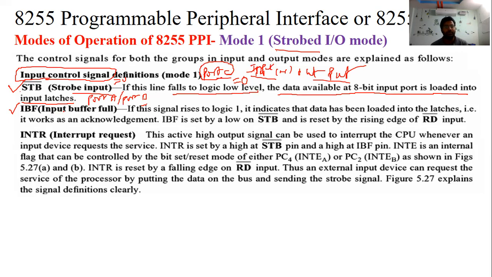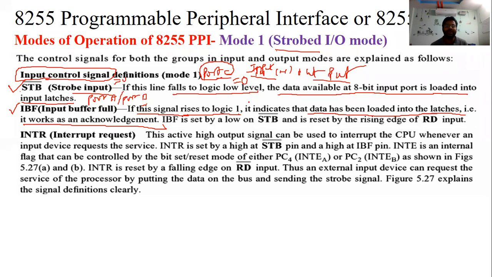Then input buffer full. See this IBF, there is no bar on it, which means it works as positive logic. So when it is one, it indicates input buffer full. It indicates that data has been loaded into the latches, which works as an acknowledgement. STB is used to load the data.